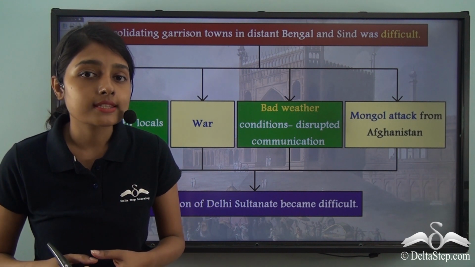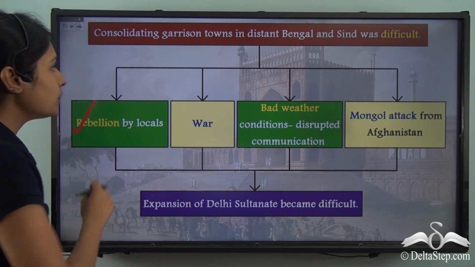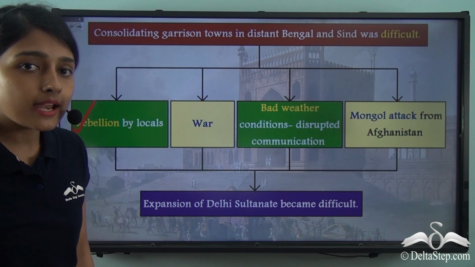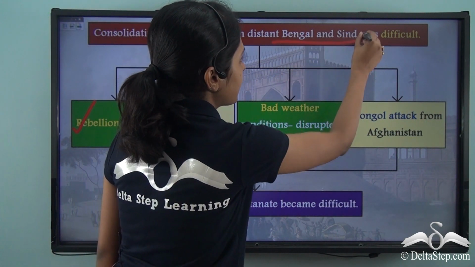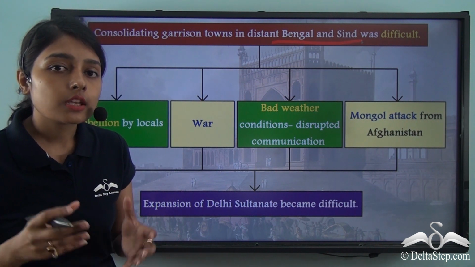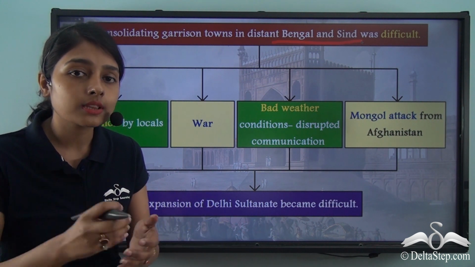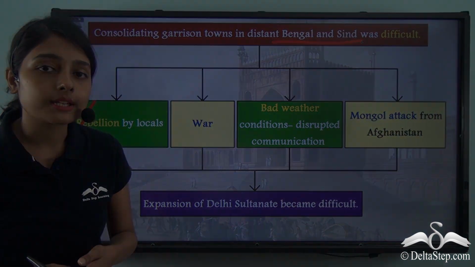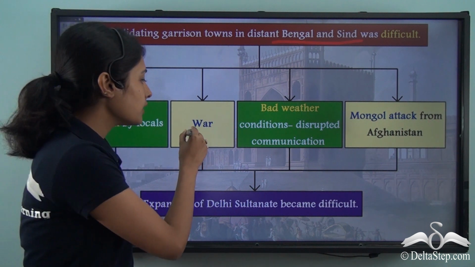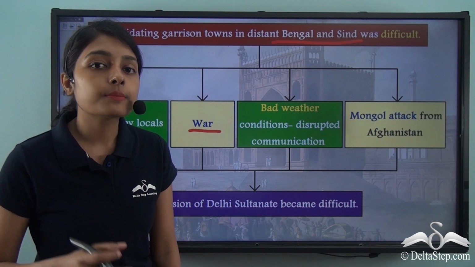Few of the challenges that the sultans faced were rebellion by locals. Now when the sultans were trying to consolidate the various garrison towns in Bengal and Sindh, the locals were rebelling against the sultan. The locals in these regions did not want to go under the control of the sultanate, which is why they were rebelling. Simultaneously with this, that is rebellion by locals, local wars also impeded and hindered the sultans from consolidating all the garrison towns.